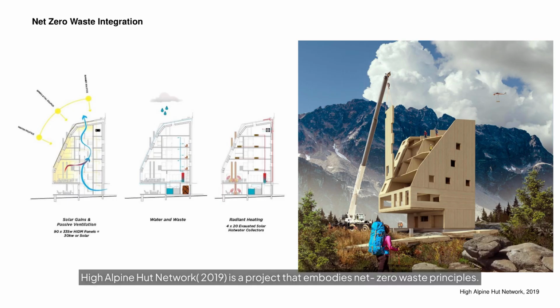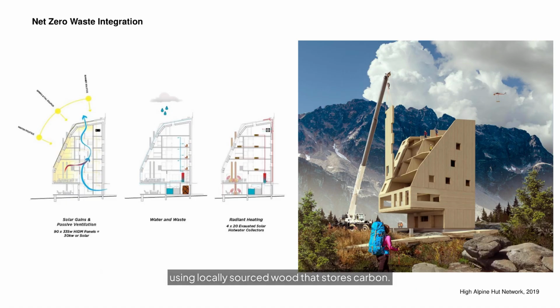High Alpine Hut Network 2019 is a project that embodies net zero waste principles. This compact, multi-story Alpine hut features mass timber and CLT panels using locally sourced wood that stores carbon. 1. Reduce strategy. The material choice achieves net zero waste goals by using prefabricated timber and CLT, in which structure is erected with minimal cutting and material waste.